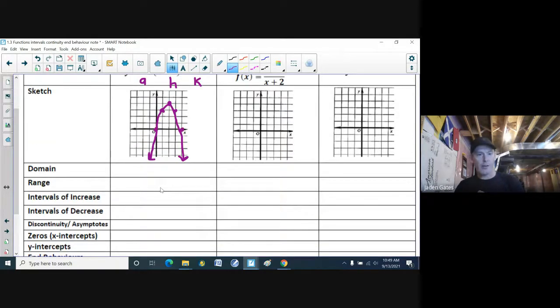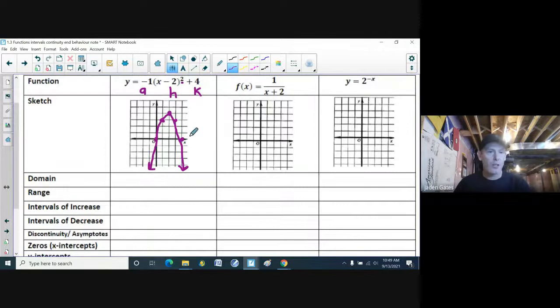And there we go. All right, now I'm going to sketch all of these at the same time. Well, actually, I won't do that. Let's do them one at a time here.